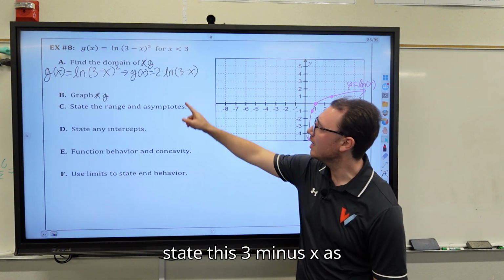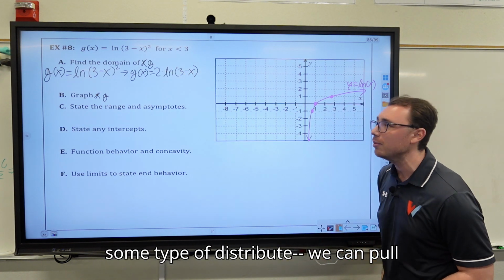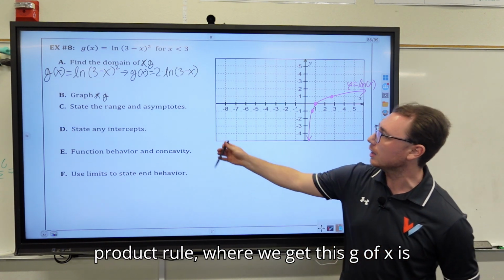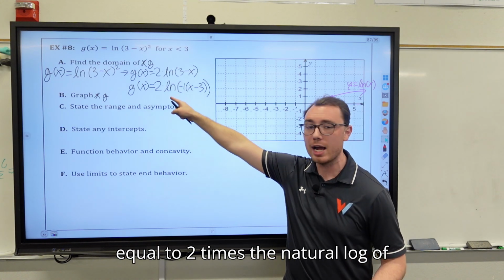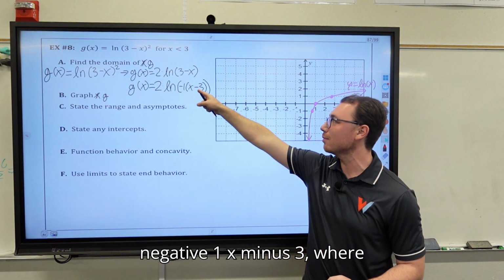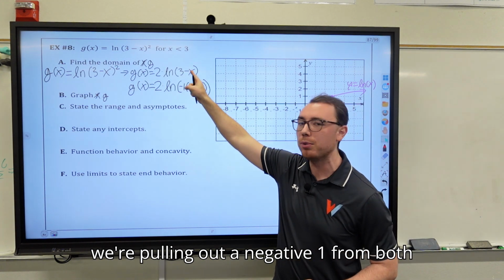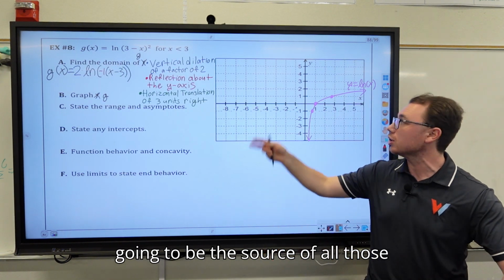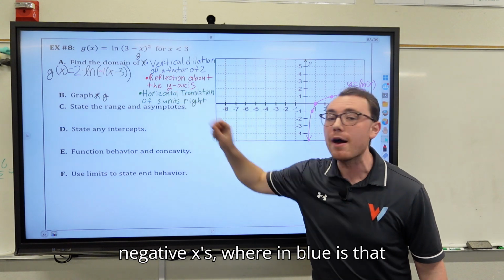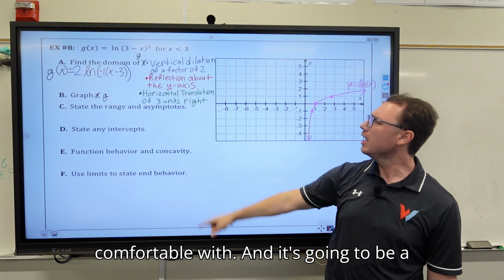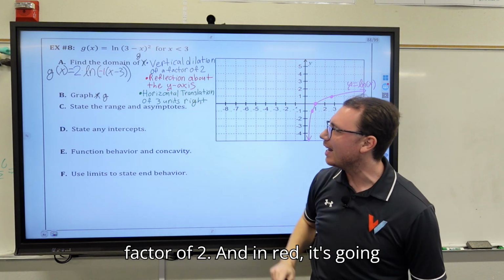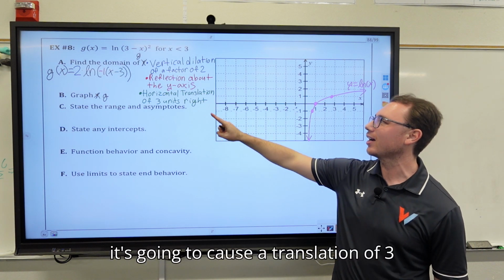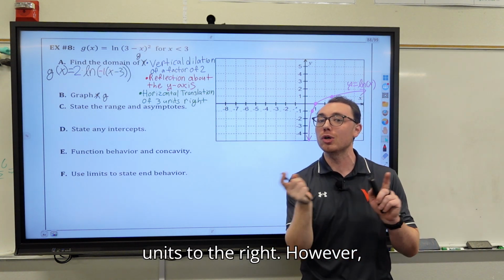But we want to try and state this 3 minus x as some type of distribution, right? We can pull out something to make it a distributed product, where we get g of x is equal to 2 times the natural log of negative 1 times (x minus 3), where we're pulling out a negative 1 from both of these terms here. And now we're able to see that that negative 1 there is going to be the source of all those negative x's, where in blue is that vertical dilation that we feel pretty comfortable with. And it's going to be a factor of 2. And in red, it's going to cause that reflection about the y-axis. And in green, it's going to cause a translation of 3 units to the right.